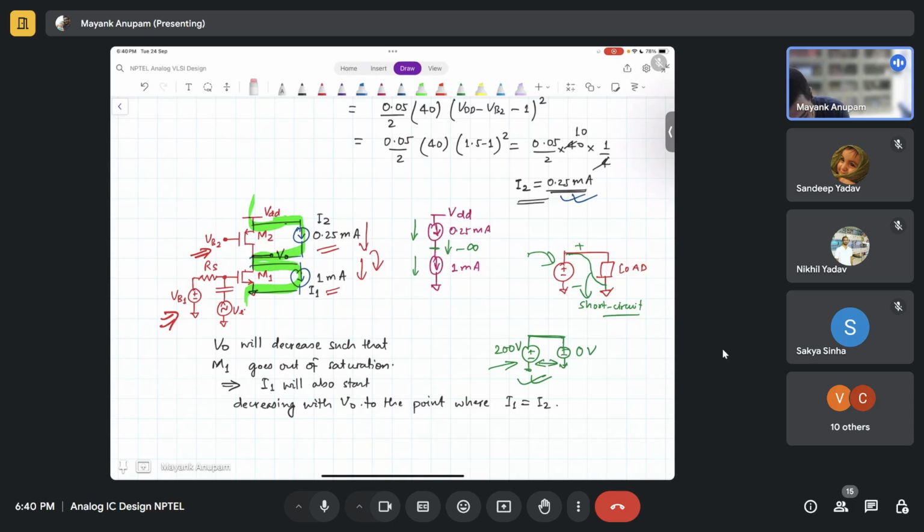So when V0 will start decreasing. And why is V0 decreasing, by the way? Why did it not choose to increase? Why is V0 decreasing? Come on, guys. Why is V0 decreasing, not increasing?